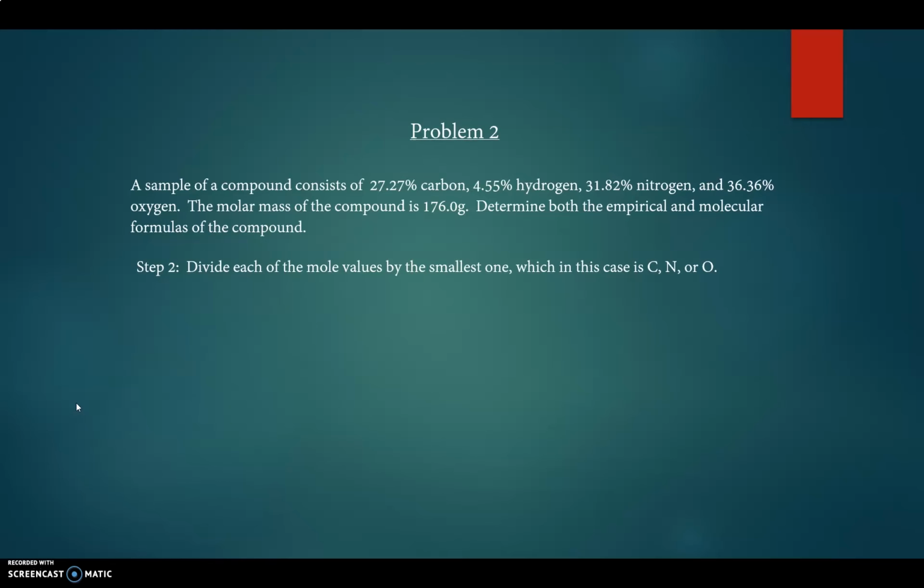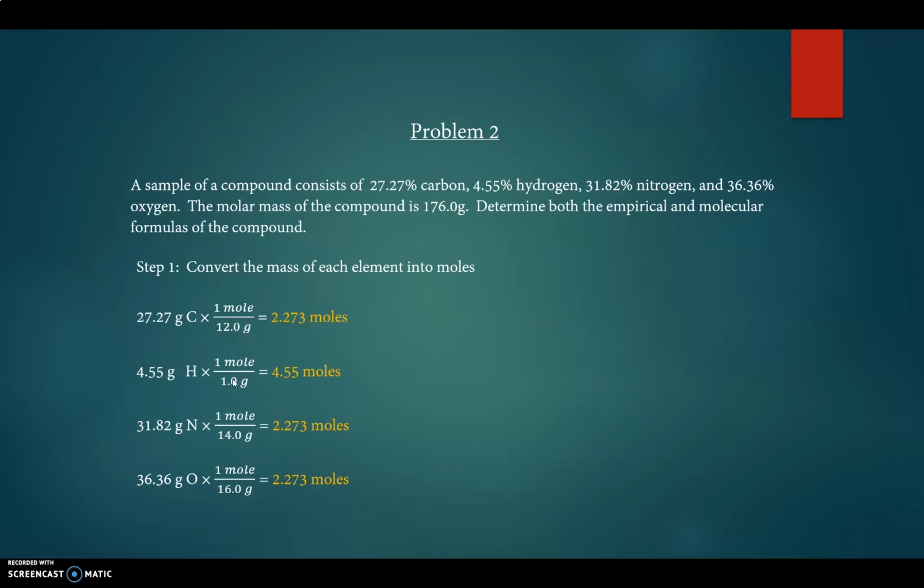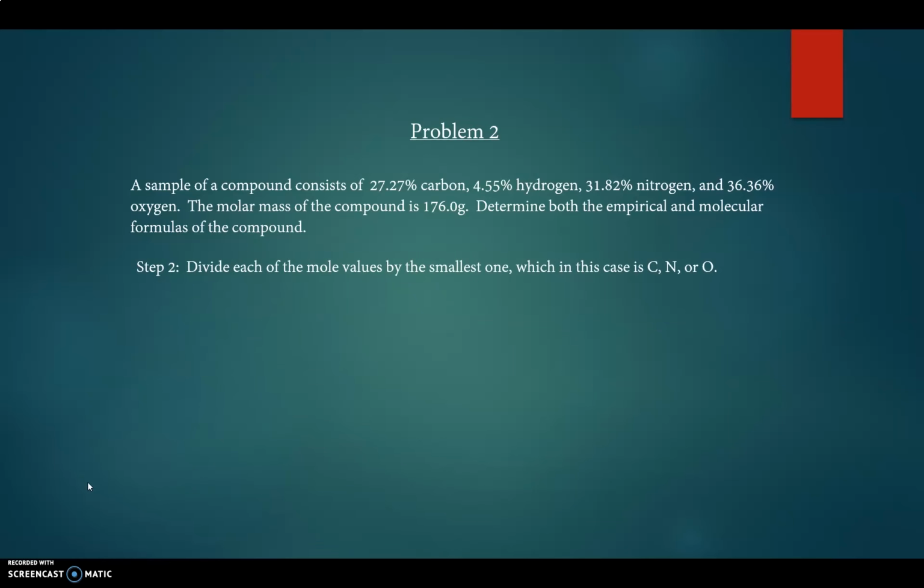So now that we've got the moles of each of the substances, now we can figure out the mole ratio. Like we did before, we're going to divide by the smallest number of moles. Well, it turns out in this case it's a three-way tie. Carbon, nitrogen, and oxygen all were equally small. Hydrogen was the larger. So we can pick any one of these three as our denominator. So we'll just use oxygen since we did that last time.